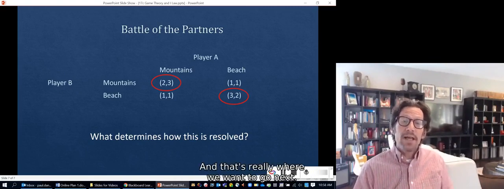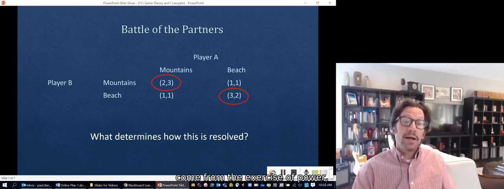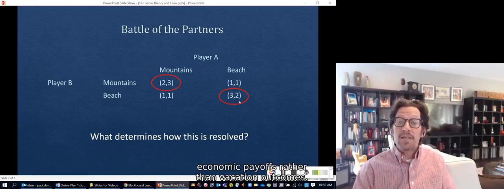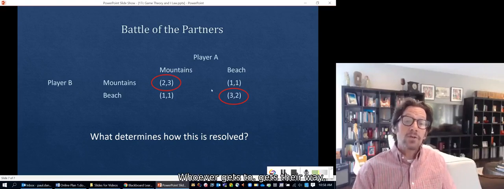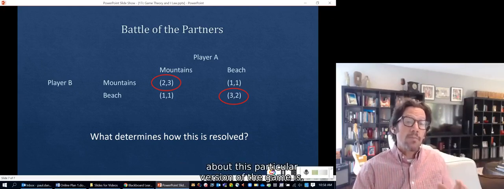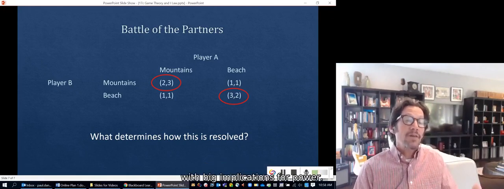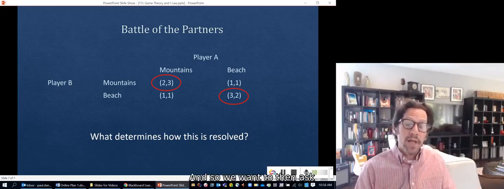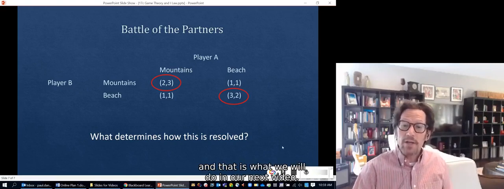And that's really where we want to go next, which is even in some of these coordination situations, the only solution comes from the exercise of power. If we think of these as economic payoffs rather than vacation outcomes, nobody wants the one in the one, but whoever gets their choice is going to end up more wealthy or more powerful, right? So the big point about this particular version of the game is even though this is a self-enforcing game, it's a self-enforcing game with big implications for power. And so we want to then ask about what the role is of power in international law, and that is what we will do in our next video.